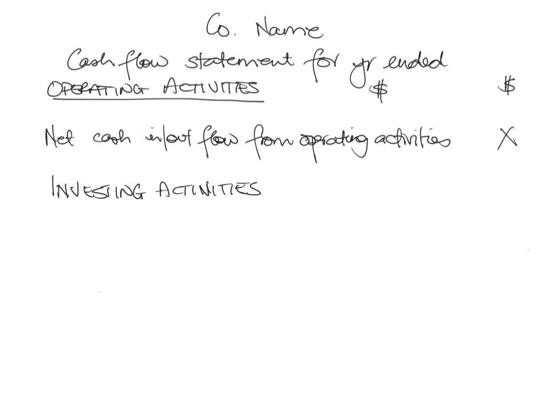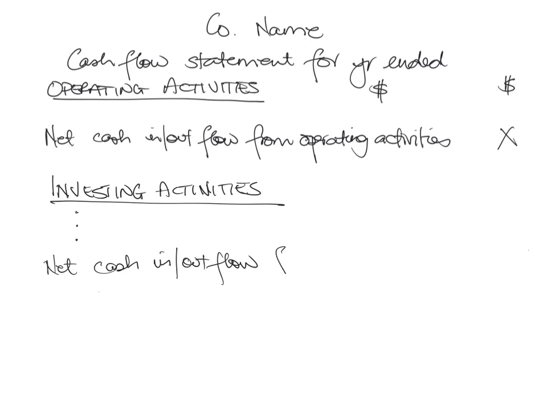Alright, so we'll put the heading investing activities. We will list the items that we have to list. And just like the section above, we would have a net cash, either inflow or outflow from investing activities. And that will give us our second total that we're going to add in.